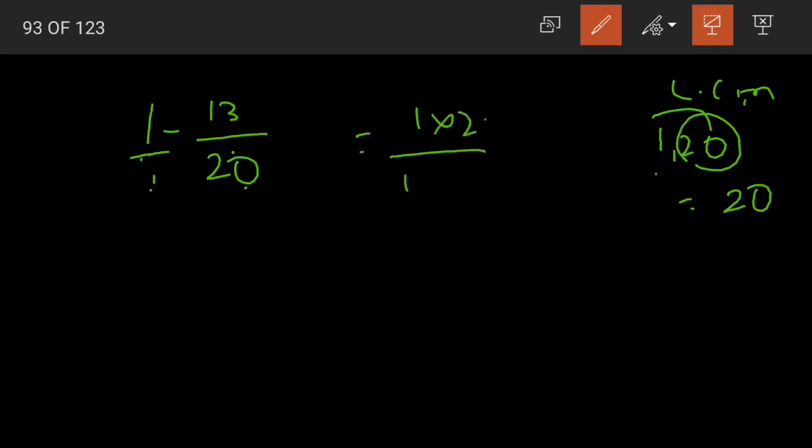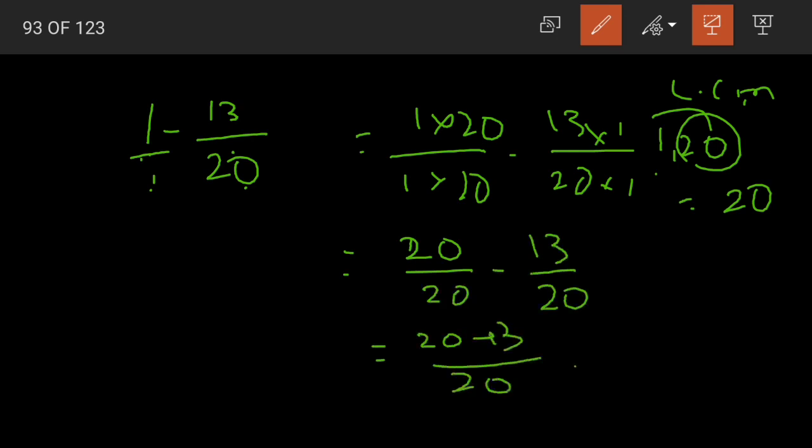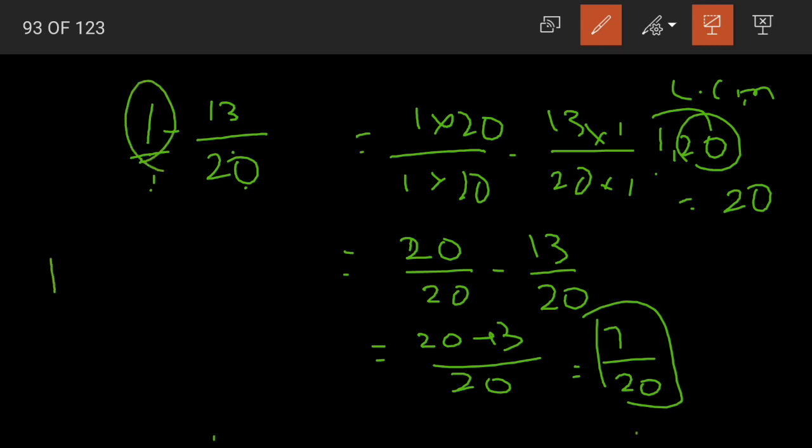So 1 into 20 minus 13 by 20 into 1 into 1. So 20 by 20 minus 13 by 20. When we subtract, we are left with 7 by 20. We are only left with 7 by 20 of the whole money. Here the whole is considered as 1. But what is the actual whole? That is the actual money, 10,000.